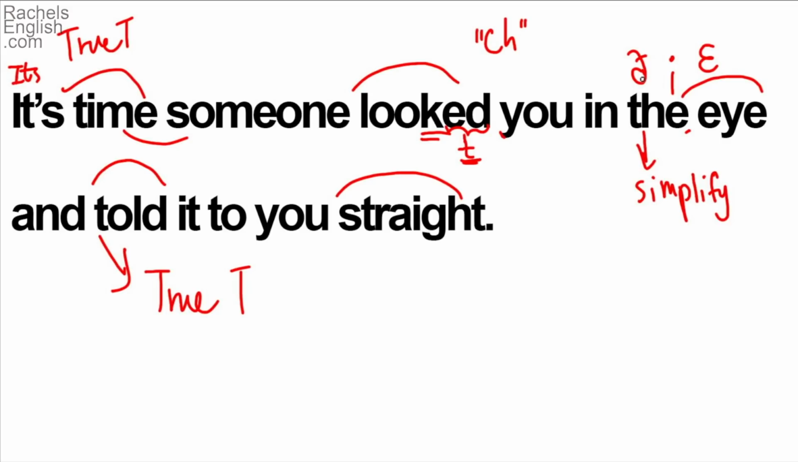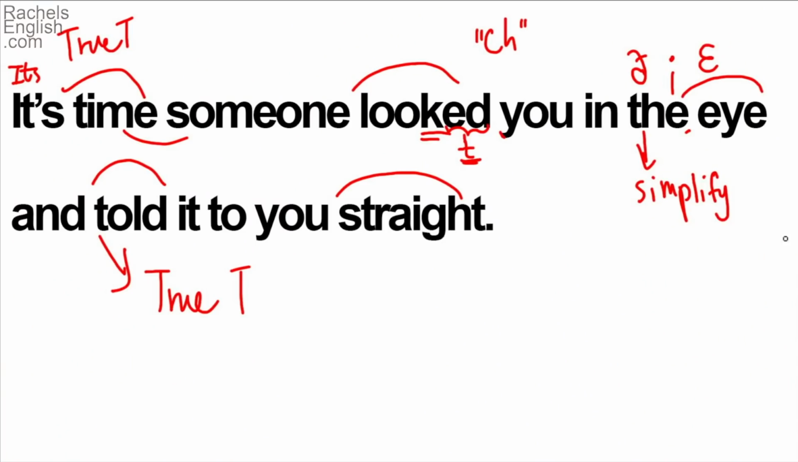Or in this case, you in the eye. You in the eye. And told it to you straight. And told. So the D is dropped there. The vowel isn't reduced. It can be and told. But she says and told it. Everything links together really smoothly, ending D into beginning I. Told it.